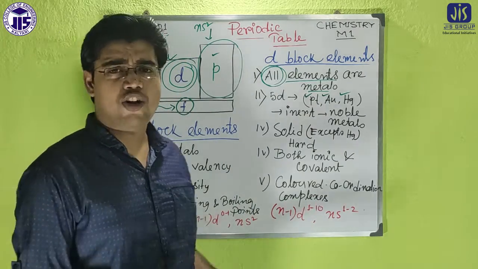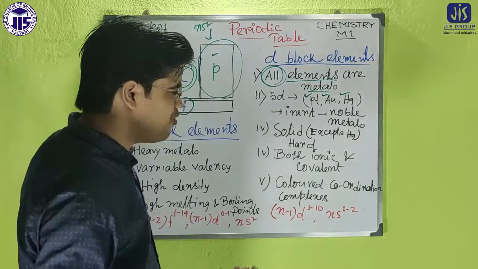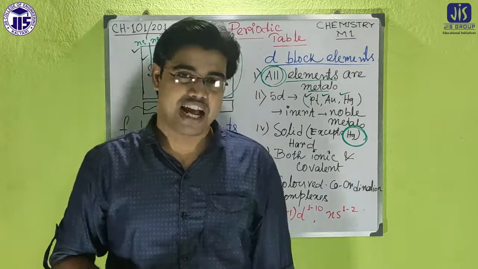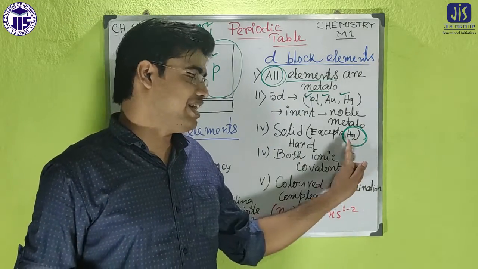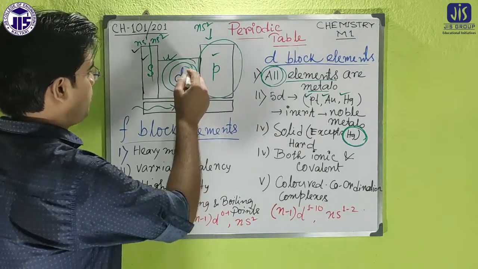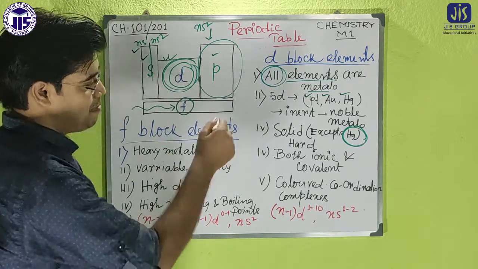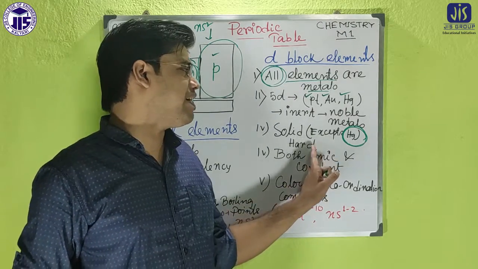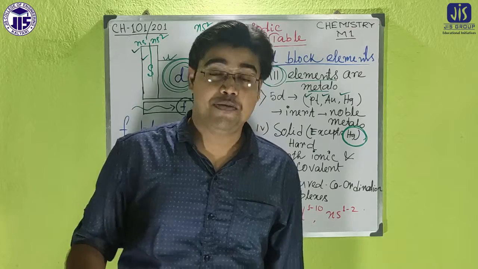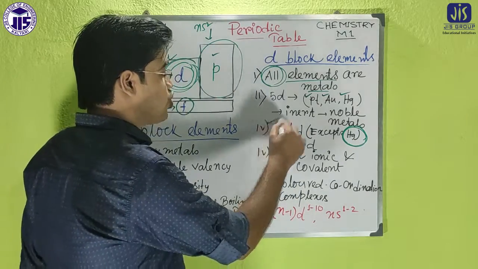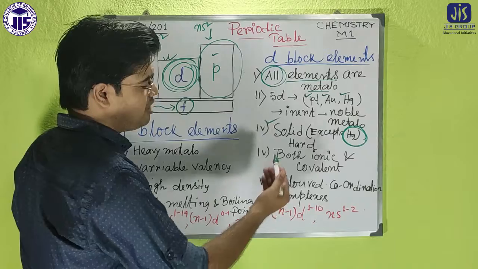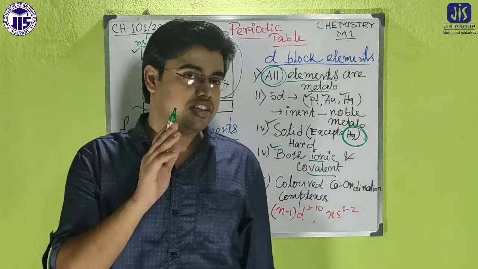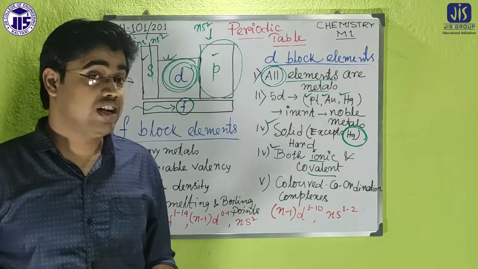Now generally all metals are solid, but all of you know very well that there exists one metal which is not solid, and that is mercury. Mercury exists in the d block, and it is in the liquid state. Except mercury, all the elements are very hard solids, they form either ionic or covalent compounds, and they also show variable oxidation numbers.